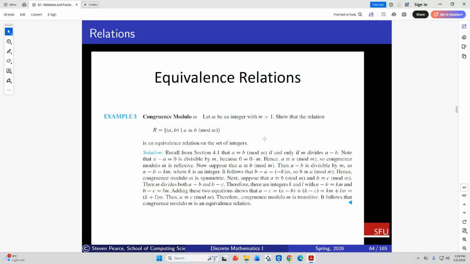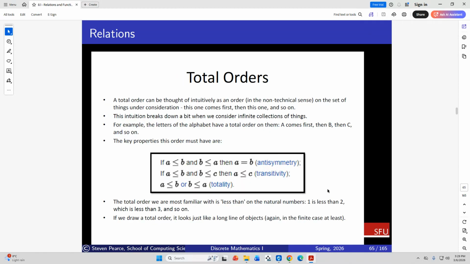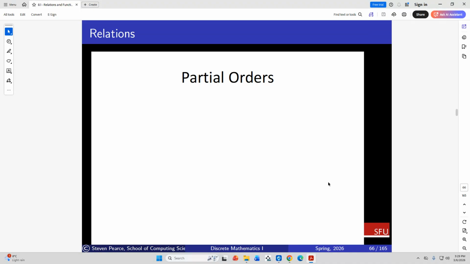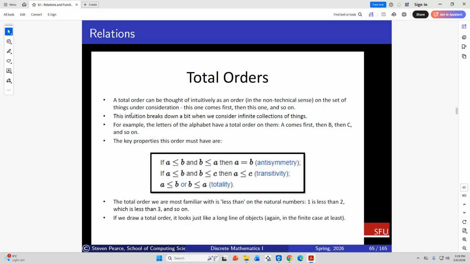So not only do we have equivalence relations, but we have things called total orders. You're not going to be responsible for total orders, but I put it there so you understand what a partial order is. That's the big part of what we're doing here. Partial orders will haunt you throughout your academic undergraduate careers in computing science and mathematics. A total order can be thought of intuitively as an order on the set of things under consideration. One follows another, stacked up like this. There is no horizontal set of entities.